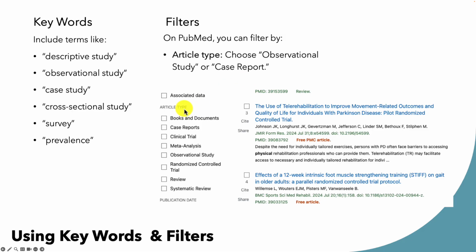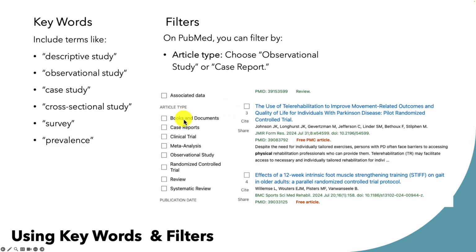And what I did is I took a snapshot. I went into my PubMed and I changed my filters to find observational studies and case reports. And of course, when we look at PubMed, we have the articles on the right-hand side. And you can see that I did some research for those of you who are physical therapists. This one here is Parkinson's disease and movement outcomes.